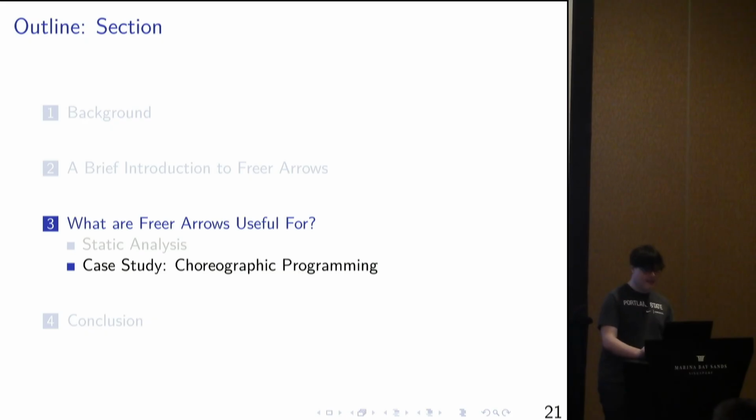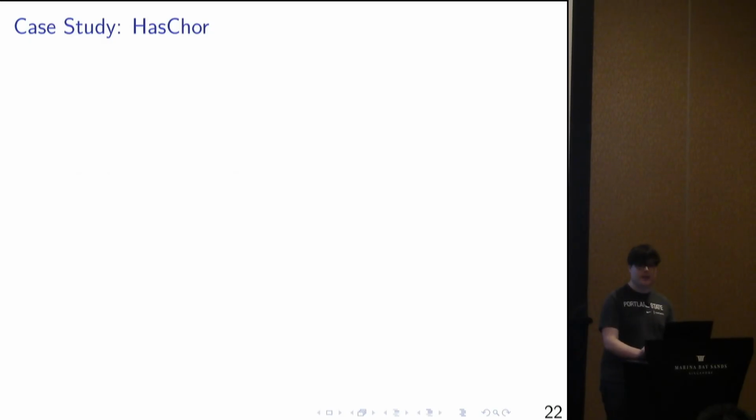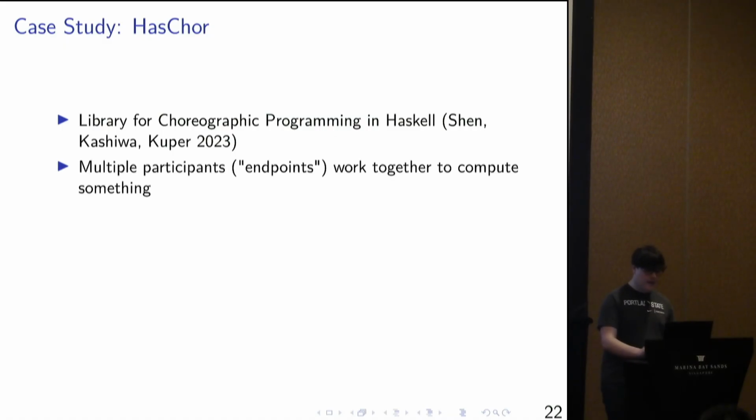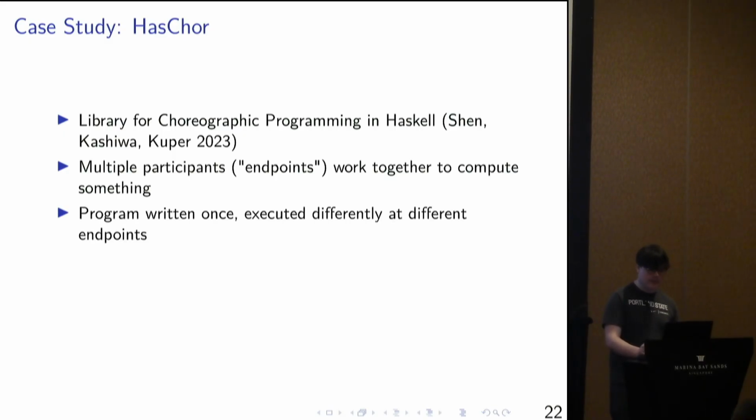Of course. We did a case study in choreographic programming, and we used the library Haskell for choreographic programming in Haskell. I'll start with a little bit of a summary so that we can understand the language that we're talking about. In choreographic programming, we have a computation that's going to be running on multiple machines or multiple participants. I'm going to be calling them endpoints, as the library does. And they work together to compute something. So the great thing about choreographic programming is that the program is written once for all of the endpoints, and it's executed differently at each one.